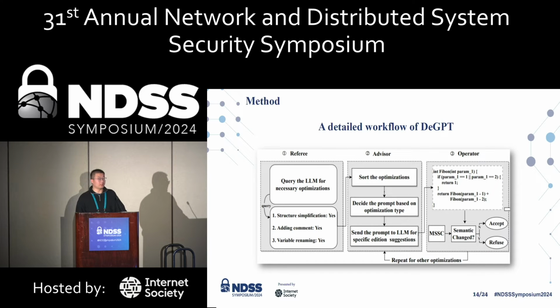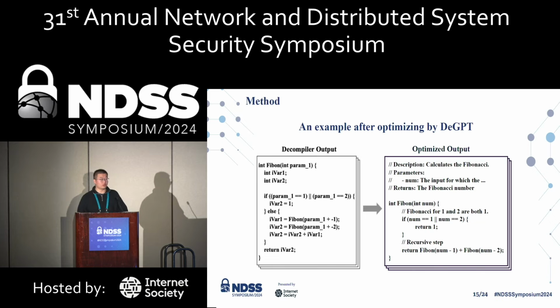This page shows the detailed workflow of DeGPT. You can see there are three roles. The first role, the referee, accepts the decompiler output from the decompiler and queries the large language model for necessary optimizations. The advisor accepts the optimization schema from the referee, sorts the optimizations, and uses the proper prompt for the optimizations to get the specific rectification methods. After that, the operator invokes MSSC to check the function semantic changes. If the function semantics remain the same, we accept the optimization. This is the detailed workflow of DeGPT.